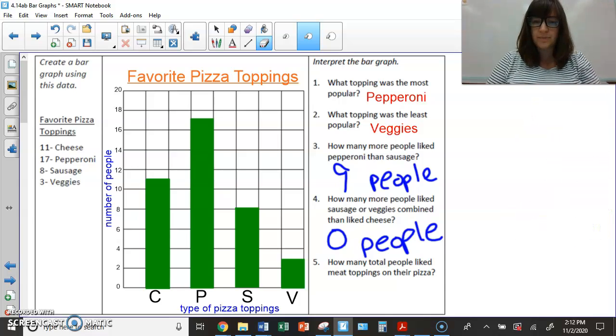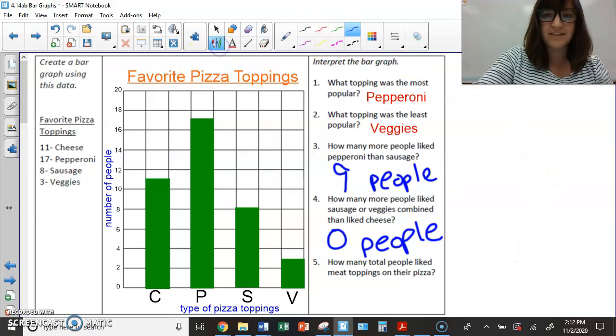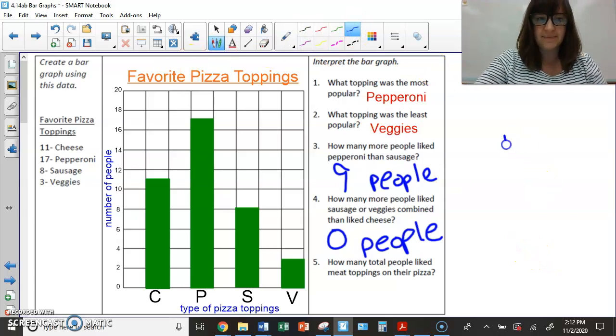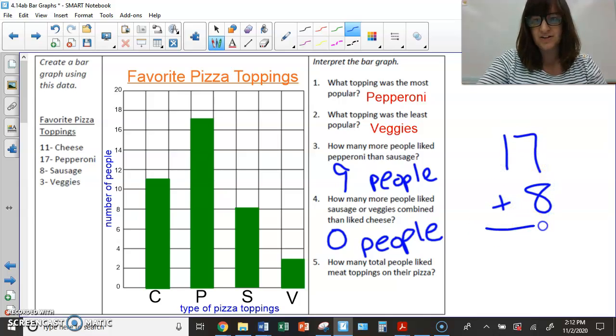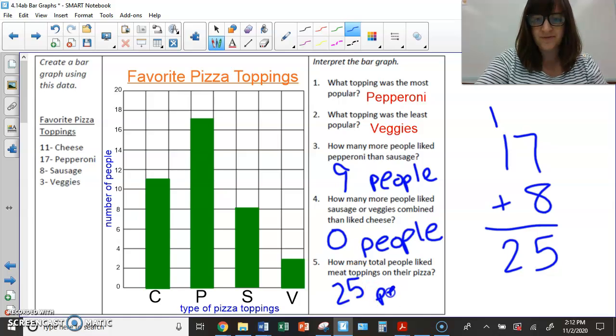So how many total people liked meat toppings on their pizza? Well, cheese is not a meat, veggies are not meat, but pepperoni and sausage are meat. So how many total people? Well, I need to add these amounts together. So I'm going to add my 17 pepperoni plus my 8 sausage. Okay, 8 plus 7 is 15. 1 plus 1 is 2. So there are 25 total people.